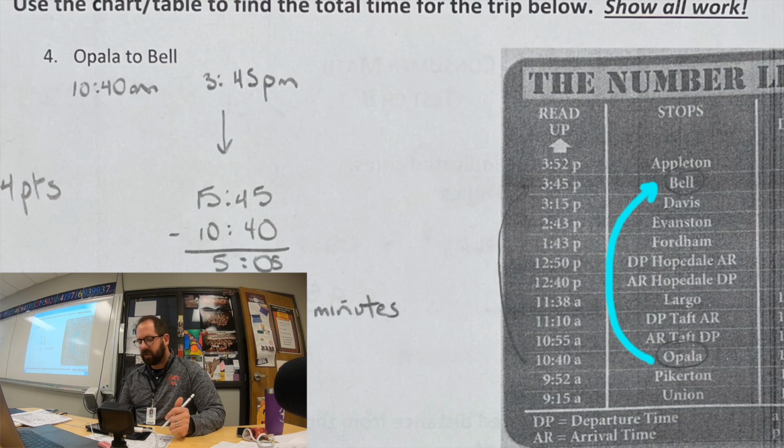You have to add 12 in the afternoon times. I've kind of warned you of that. So you get 15:45. You subtract the earlier time in the day, and you get 5 hours and 5 minutes. If you actually count with your fingers, you would have figured out it was 5 hours, right? It would have been 10 to 11:40 to 12:40 to 1:40 to 2:40 to 3:40, and then you had an extra 5 minutes. So there you go. All right, the next one.